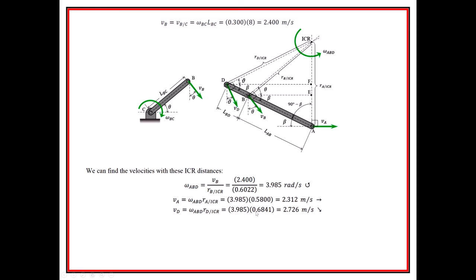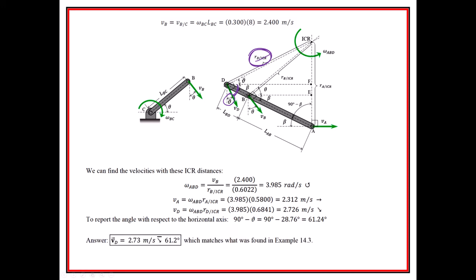That's going to be the angular velocity times RD with respect to ICR, and I'm able to find that, and that's the same answer that we got previously. And then I'm able to find the correct angle with respect to horizontal. This is the angle that we found on the previous page with respect to vertical, but it's actually this one that we want to find. And we're able to find the answer, which is the same as the previous example, which was numbered something else.